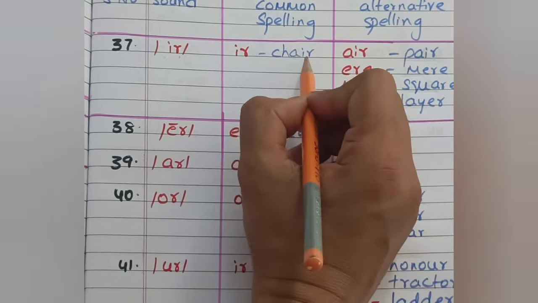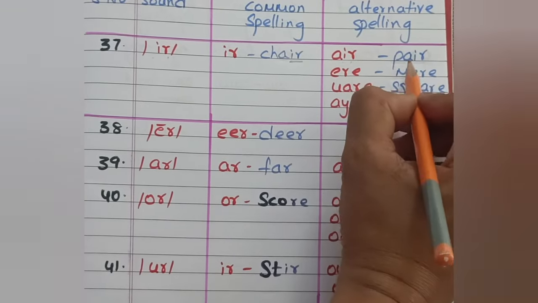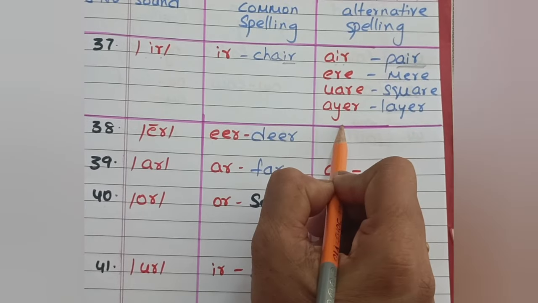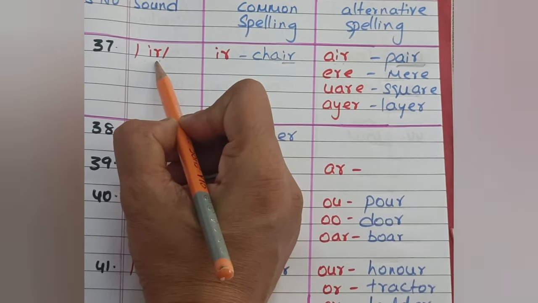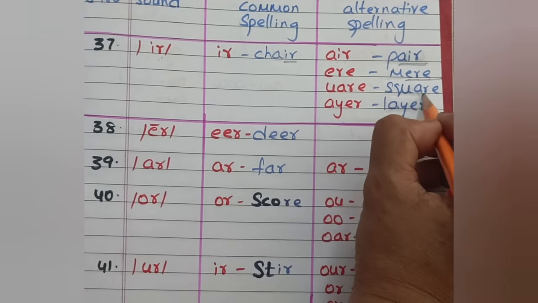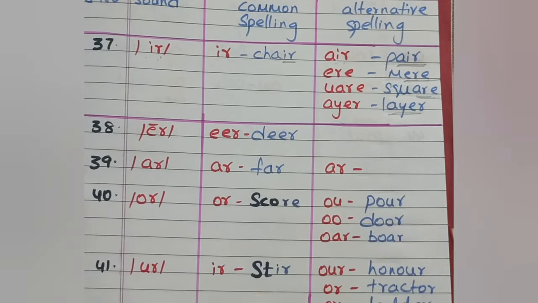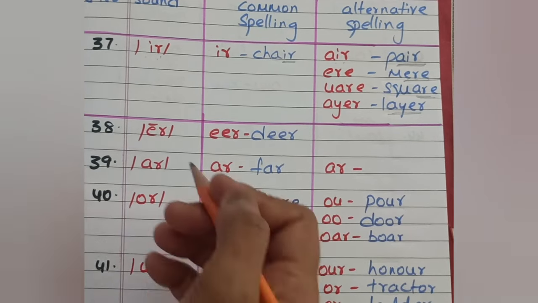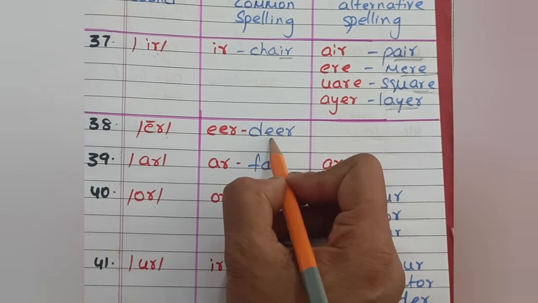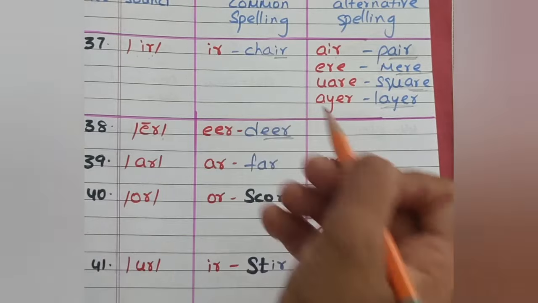AIR in chair. It's a common spelling. And in pair, A-I-R, we are using these particular letters for making the sound of AIR. Mirror, E-R-E. Square. And in layer, A-Y-E-R. And the next sound is EER, ear. In deer, double E-R. It's representing the sound of ear.